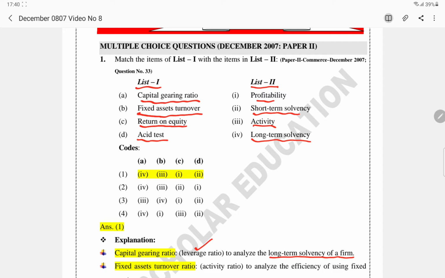Okay, and the various leverage ratios like debt equity ratio, debt on total equity. Basically we are interested in knowing the long term financial position of a company, whether the company is able to pay its long term financial obligations on due date or not. Okay, second is the fixed asset turnover ratio. Turnover ratio is also known as activity ratio.